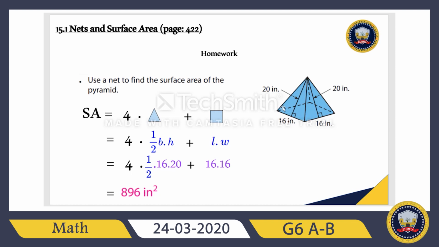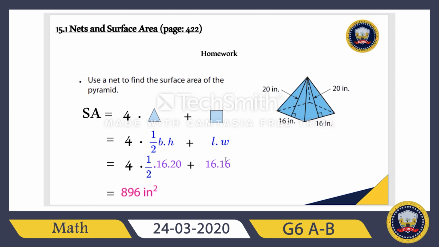It is a triangle, so the rule of area for a triangle is base times height divided by 2. Base times height divided by 2. My base is 16, my height is 20 inches, divided by 2. This is for one face, so I multiply it by 4 because I have four sides.